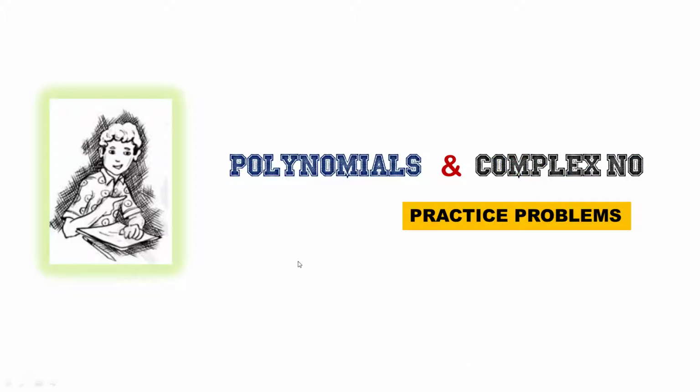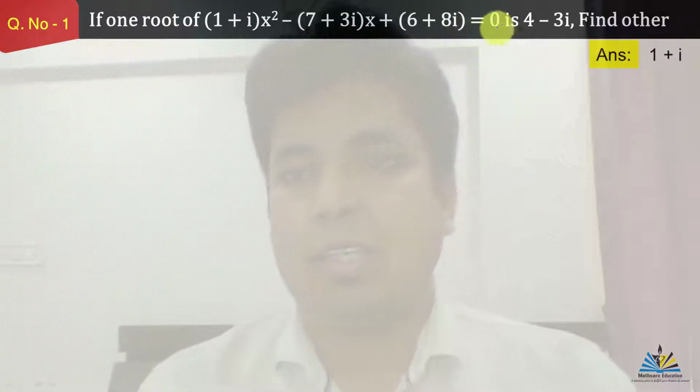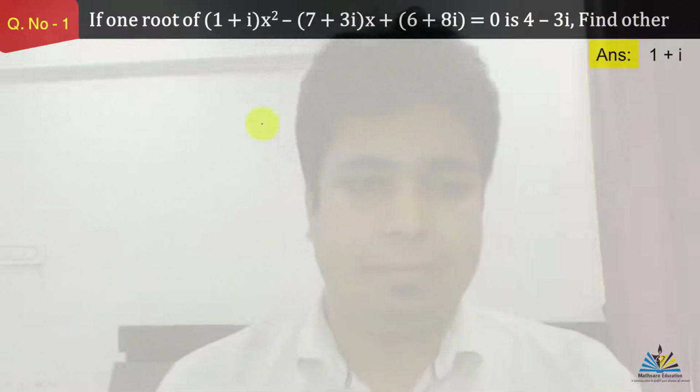In this lecture, we will learn about polynomials and complex numbers and the equations involved in complex numbers. So let's move on. First question. If one root of this is 4 minus 3i, then find the other.